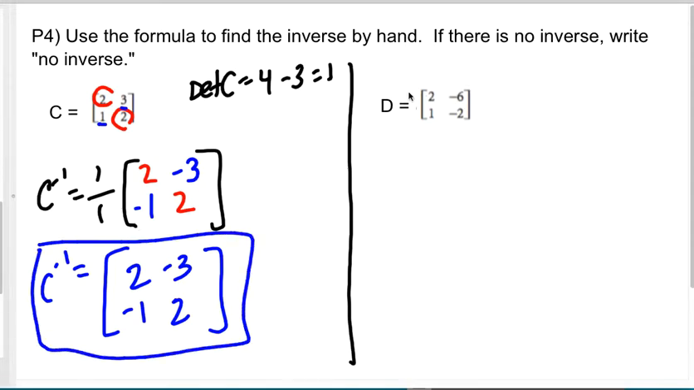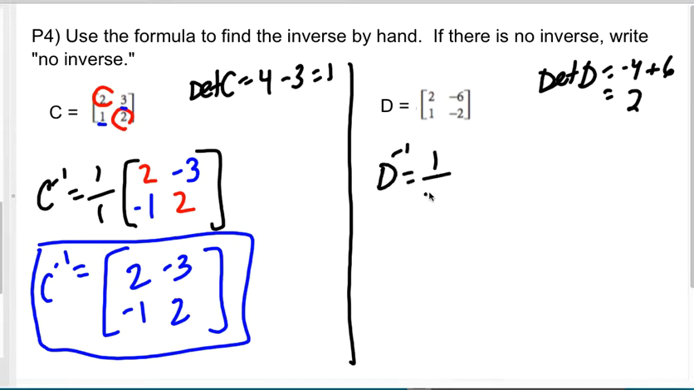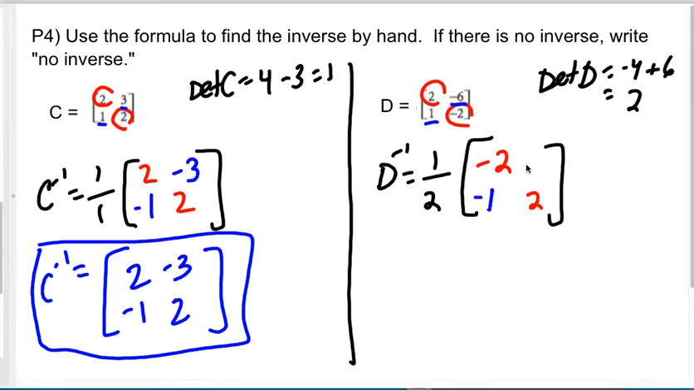All right, and now we do the same thing that we've been doing, but with D. So I'm going to go ahead and find the determinant for D first. That's going to be negative 4 minus a negative 6. Negative 4 minus a negative 6 would be plus 6. So I'm going to get a determinant of 2. So my D inverse is going to be 1 over that determinant. Now I'm going to switch the A and the D. So I switch and put a negative 2 here and a regular 2 here. Switch their spots. And I'm going to change the sign on B and C. So this is going to become a negative 1, and this is going to become a positive 6. When I distribute the 1/2 through, I get negative 1, 3, negative 1/2, 1.